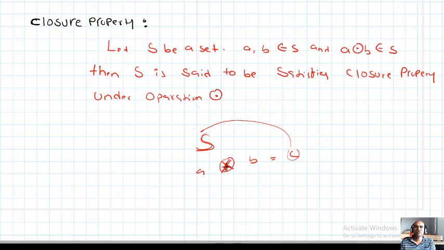That's why instead of into or minus, we will write a circle dot, which means any operation. Let S be a set, A, B belong to S. If A circle dot B belongs to S, then S is said to satisfy the closure property under the operation circle dot. Now I want to take examples to explain this.